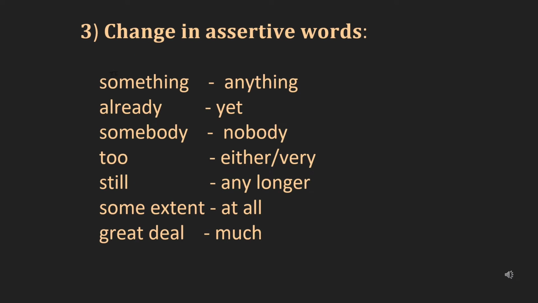Words and expressions like something, to some extent, already, somebody, etc. are assertive words and cannot be used in negative sentences. So, something should be changed to anything, already to yet, somebody to nobody, too to either or very, still to any longer, some extent to at all, great deal to much, etc.